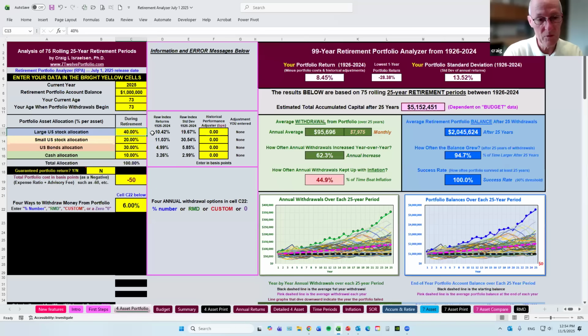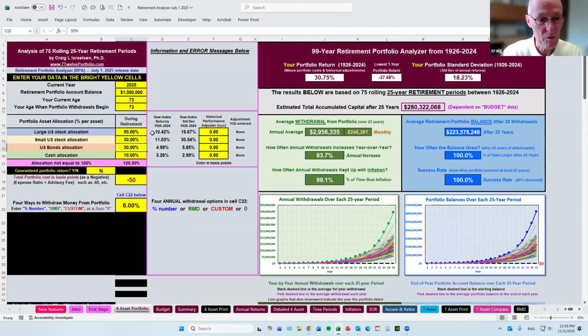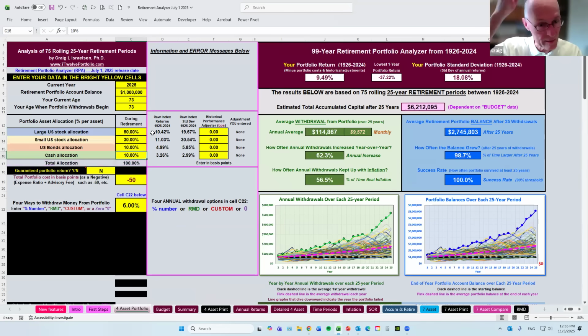You could be a person who says, volatility doesn't bother me in the slightest. I want 50% in large stock, 30% in small stock, 10 in bonds and 10 in cash. That's an 80-20. Okay. Your numbers go up. Your average ending balance goes up. All good if you really can deliver in terms of not reacting badly to volatility.